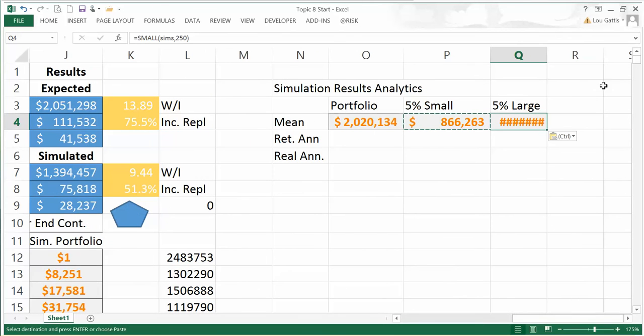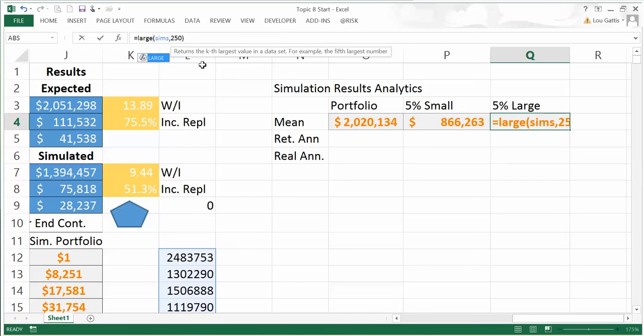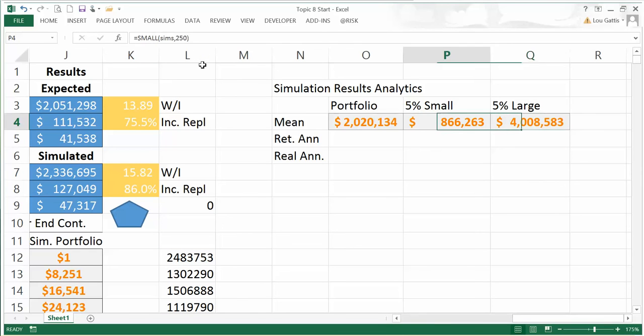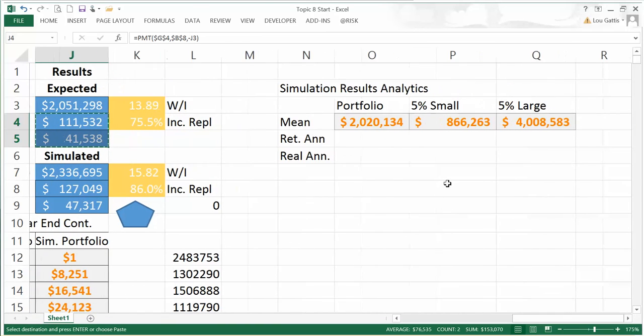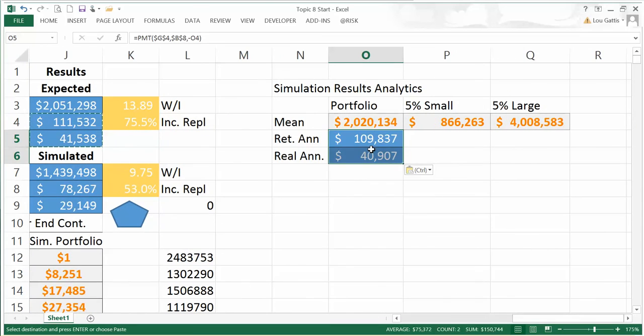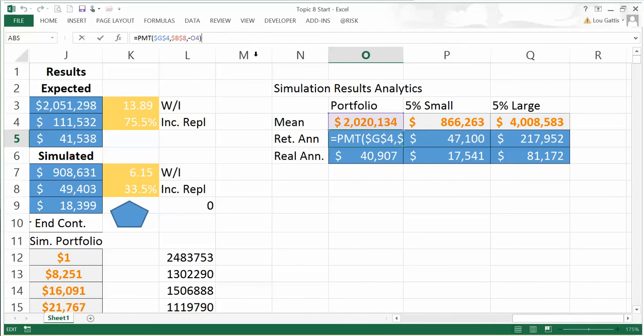And the largest, I can use Excel's large function, is $4 million. Based on that, I can just use these calculations over here for retirement annuity and real annuity, and hopefully they'll link correctly. So it's looking at the number above and calculating a payment, and then looking to discount that.